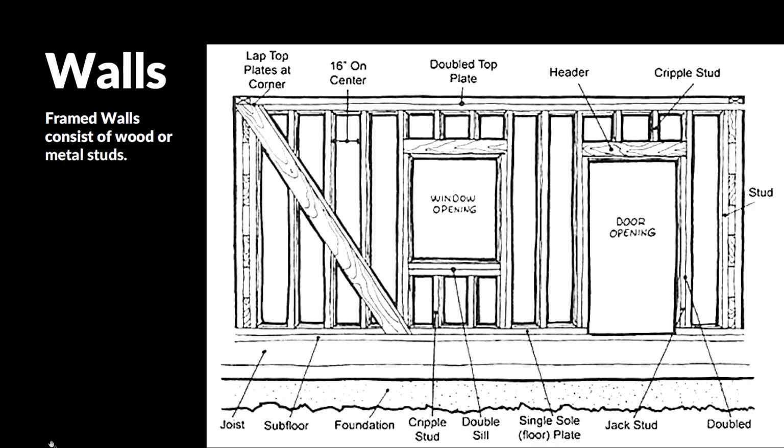So when we think about walls, we really want to think about how the wall is built. In our course, we're really starting out with residential interiors. And with residential interiors, the most common type of wall is a framed wall, consisting of either wood or metal studs. So when we look at a framed wall, there are some important components you want to know and understand. First, if we look at the bottom of this image, we're thinking about the floor, then the base of the wall, and moving up.